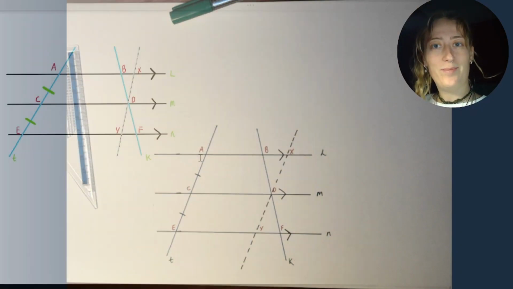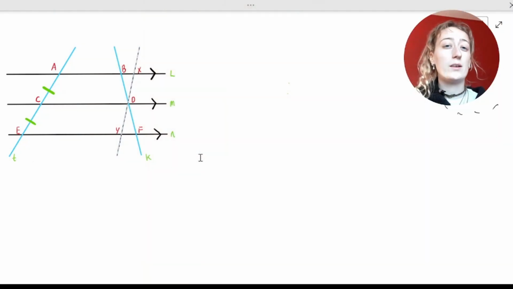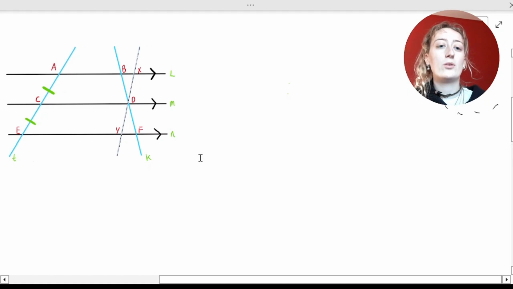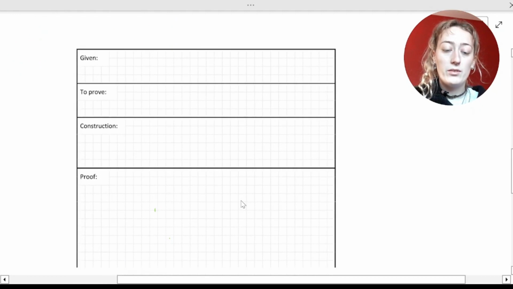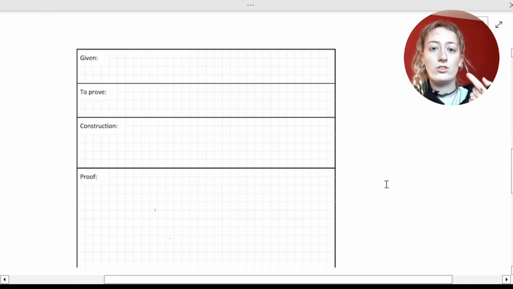There's your construction. The structure of this proof is split into 4 parts like many others. It's split into our given part, our to prove, construction, and proof. So much so that if you're asked to prove something like this in the Leaving Cert, you're going to end up with this in your exam paper. A given, to prove, construction, proof.